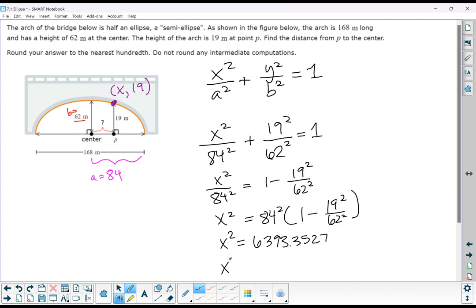And so we get x is equal to 79.96 meters. So again, you can kind of use your diagram to decide if that's reasonable, but also realize the diagram is not to scale. It looks like it's sort of close to the center, but if this whole height is 62 and our height is 19, we're way, way farther to the edge. And so, in fact, this whole distance from center to edge is 84, and our point is at almost 80, so we're way over here by the edge, but you can still kind of check for reasonableness.